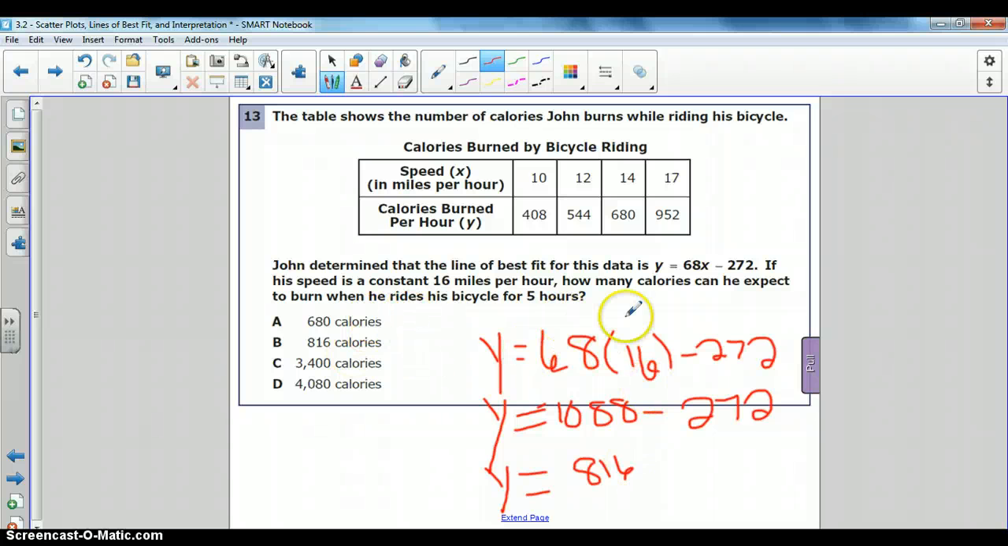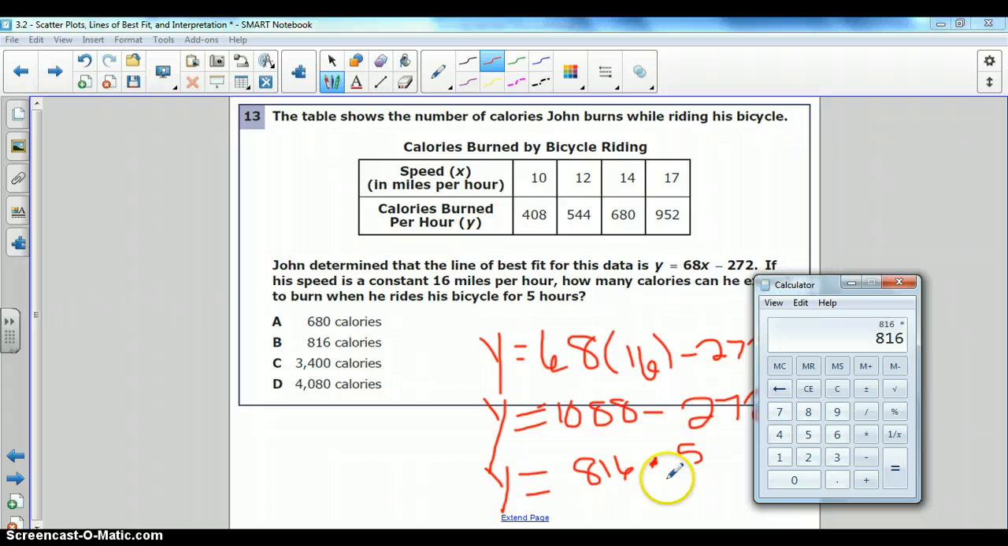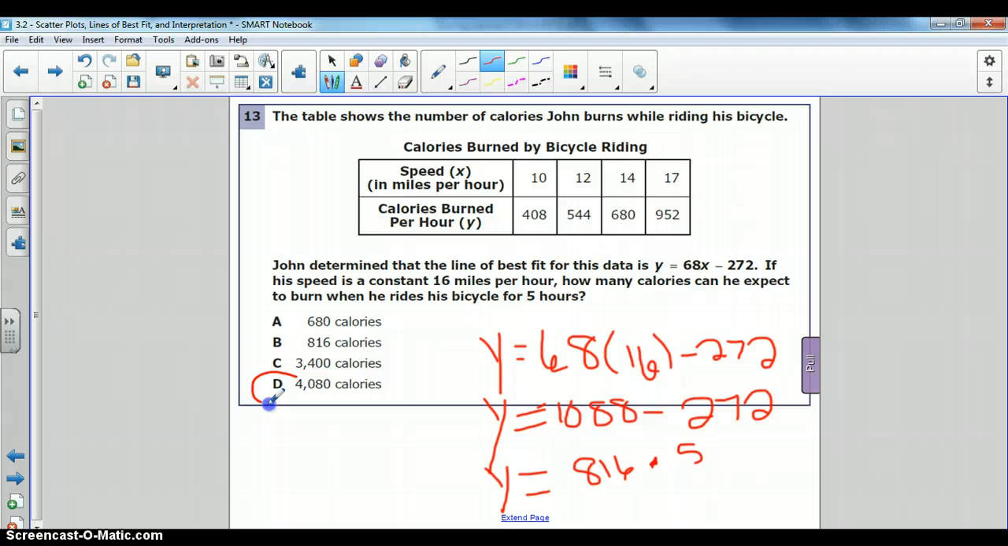But they want to know if he rides his bicycle for 5 hours. Then we're going to multiply this times 5. And that's 4,008 calories. That is a lot of calories. Okay, so just make sure you read the whole question several times. Make sure you know exactly what they're asking for. Just take your time.